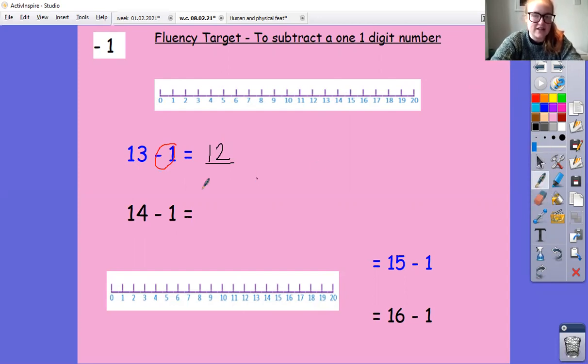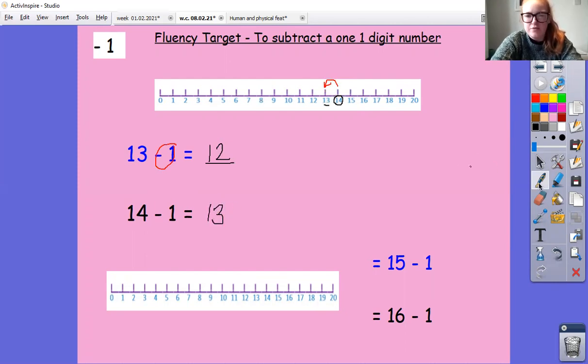Fantastic. Okay, let's have a look at these together. So now we're going to look at 14, 1 ten and 4 ones equals 14. Subtract 1. 14, take away 1. Okay, so what do I need to do? I'm going to use my number line. I'm going to start on 14, and then I'm going to subtract 1. So I'm going to draw an arrow, because that's one of the ways I can subtract on a number line. I'm going to draw 1 arrow, subtract 1. What is my remaining part? My remaining part is 13.